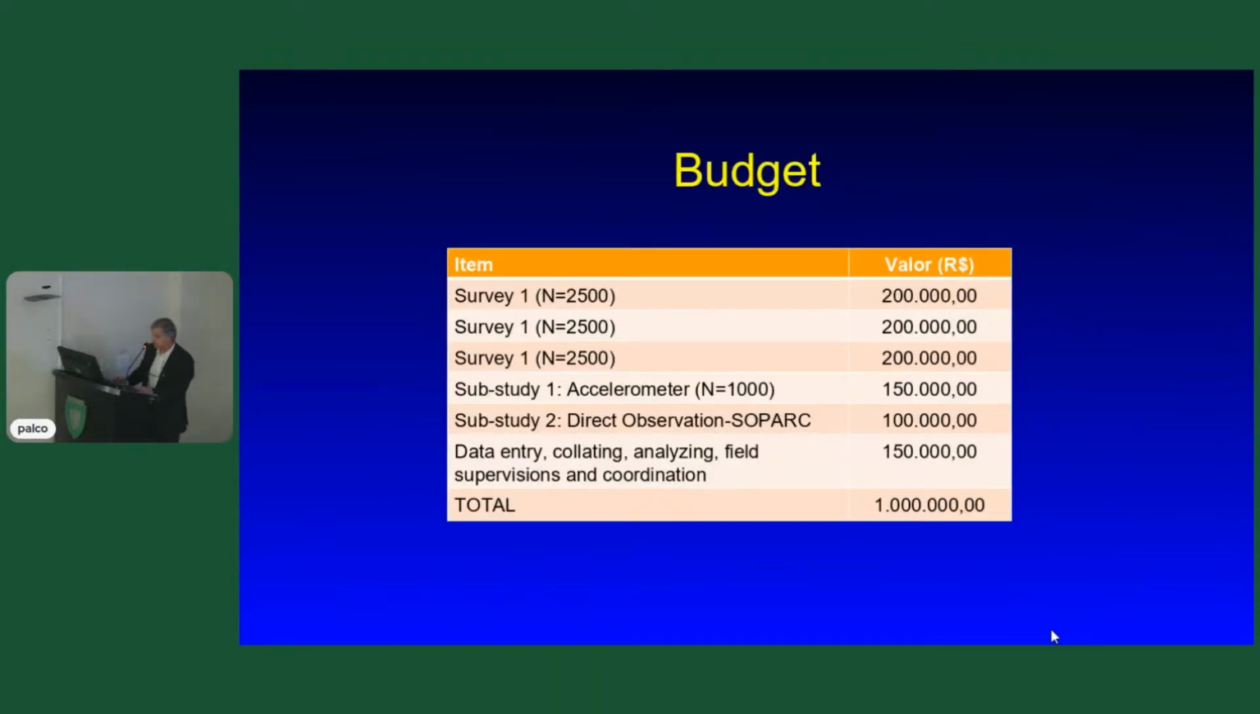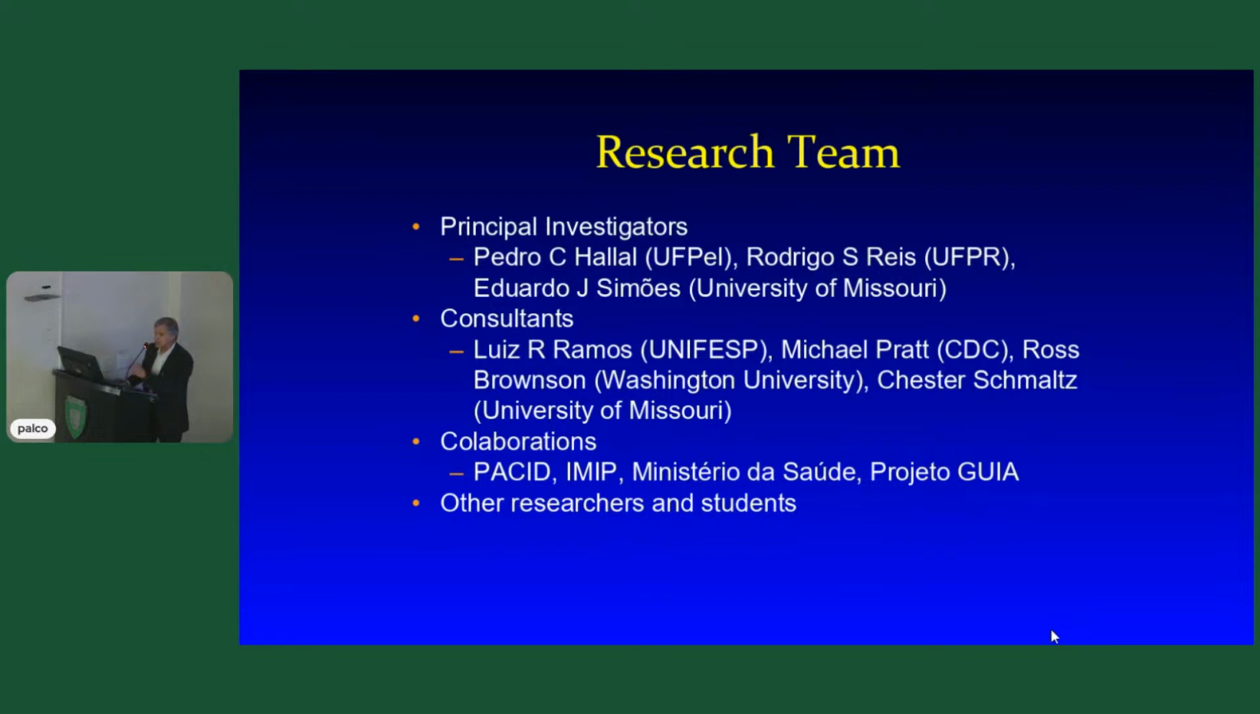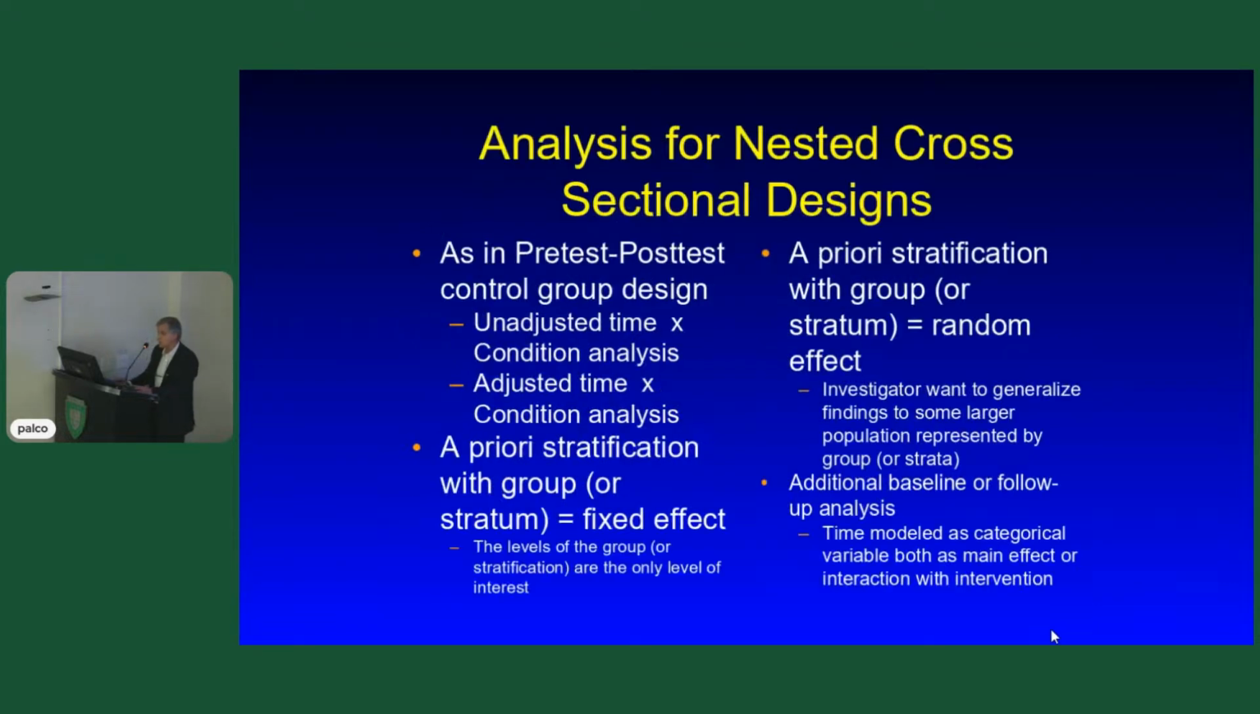The budget was 1 million reais. Pretty decent amount back in 2011, right? 2010, more or less. Here is the team that did this evaluation. I have to recognize the folks on the team, the consultant, Dr. Romes from Unifesp, some of the other folks, and the participants: the program in Pernambuco, that's PACID, the ACP in Pernambuco State, IMIP, which is a university and hospital system, Ministério da Saúde, and the project GUIA, which is the project I headed for many years, being the head of the Prevention Research Center, the Centers for Disease Control and Prevention. And other research institutes are also involved.